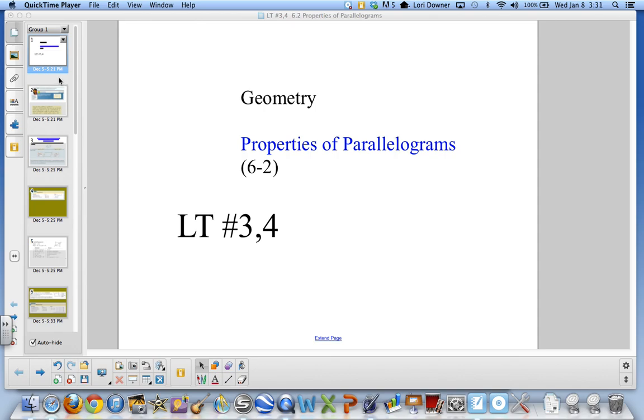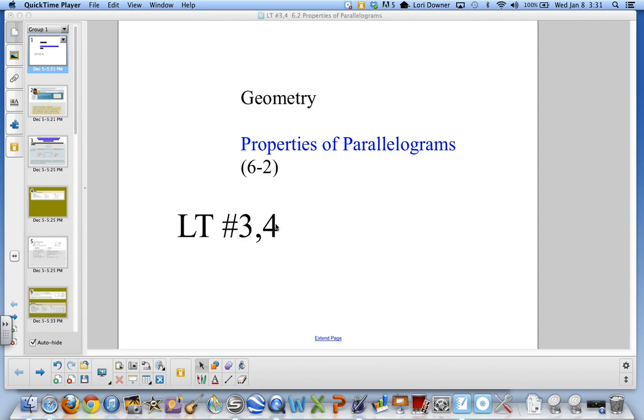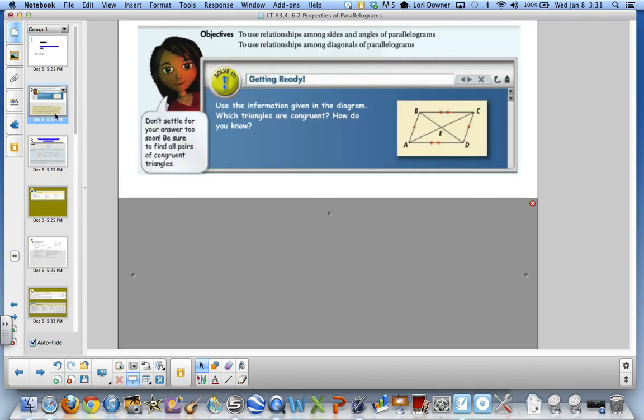This movie is for geometry, properties of parallelograms. This is for learning target 3 and 4 of Unit 6. So we're going to be looking at parallelograms, and I'm actually going to skip this warm-up. You'll need your purple sheets out and your notes.